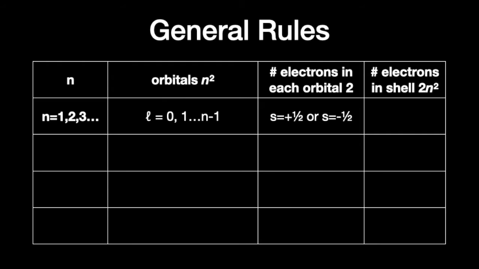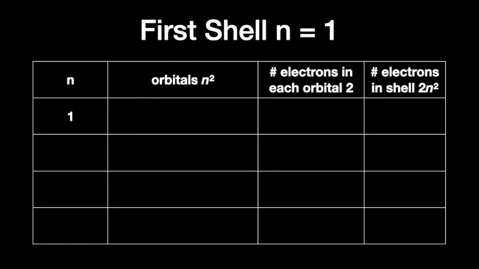Now, how many electrons can fit in each orbital? The answer is 2. It turns out that the spin can be plus a half or minus a half, and so each of these two electrons, if they have opposite spins, can reside in the same orbital. We won't specifically memorize this formula, but we'll see how the number of electrons in the shell can be equal to 2n squared.